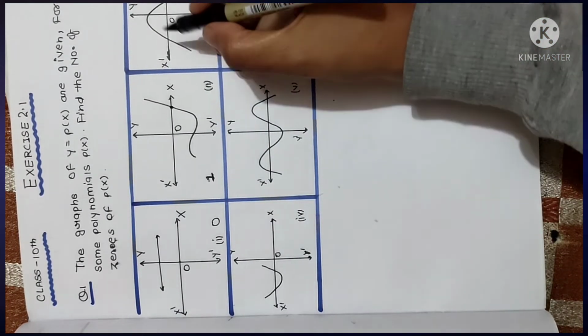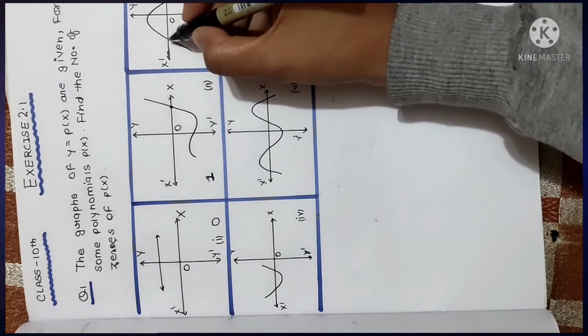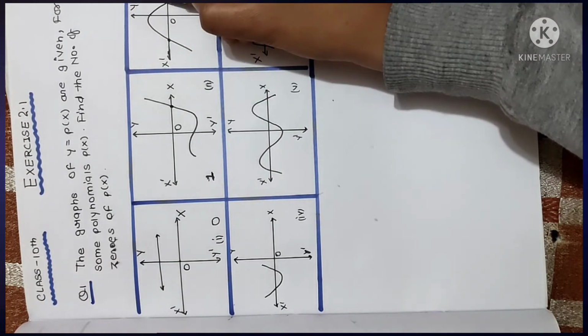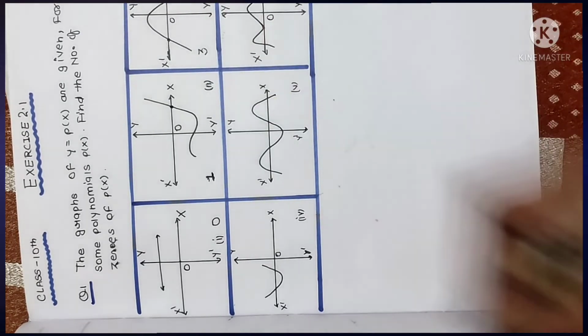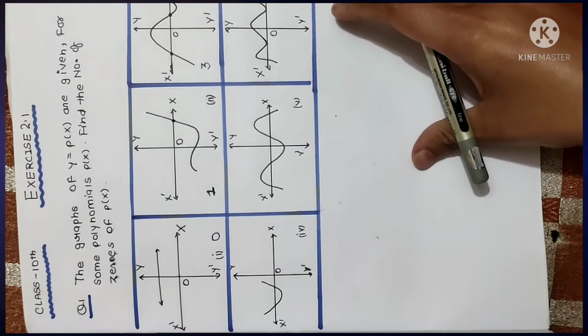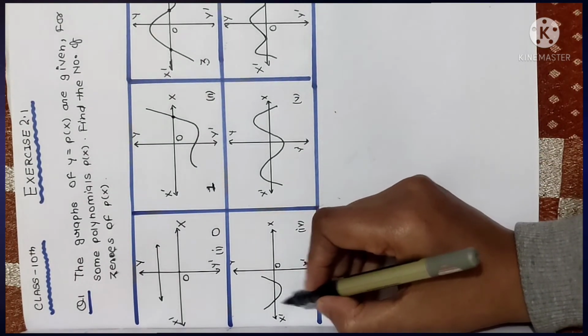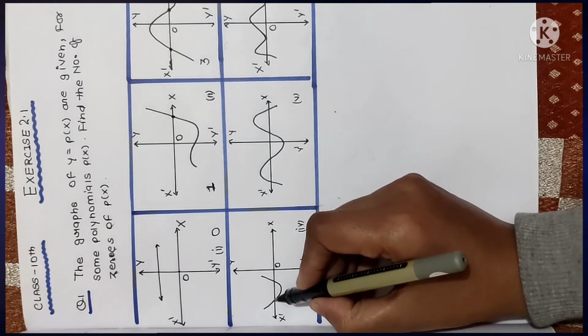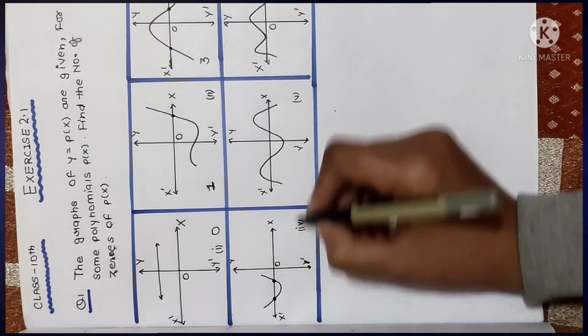Third one, here you can see your curve cuts the x-axis at 1 point, this 2 point, this 3 point. So the number of zeros is 3. Now the fourth one, this is your graph and it cuts the x-axis at 2 points. So the number of zeros is 2.